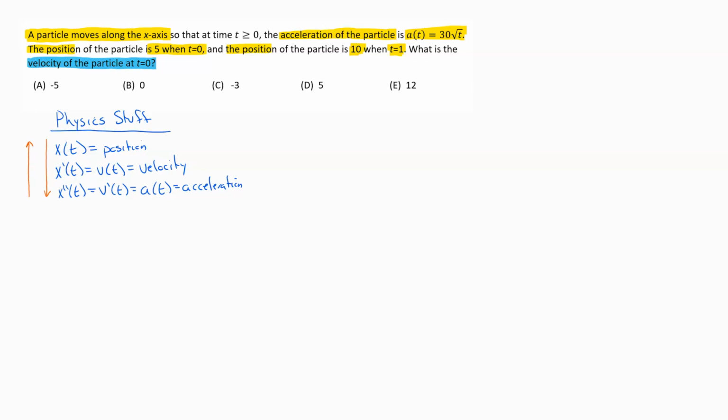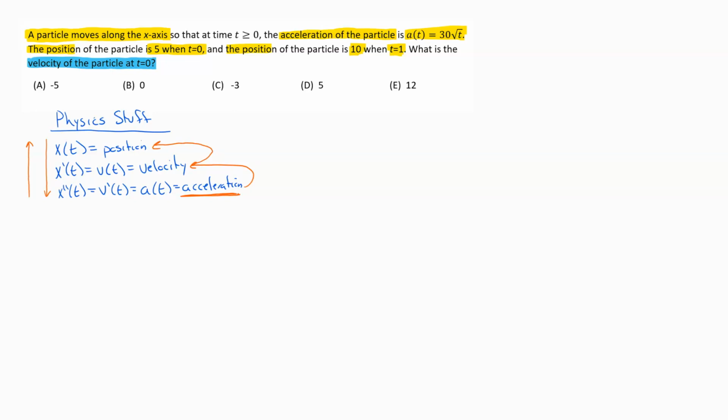So this problem is starting us down here at the bottom with our acceleration equation. And it's wanting us to go back up and use the velocity equation to find an answer. However, it doesn't give us info specifically about the velocity equation. It gives us specific information about the position equation.